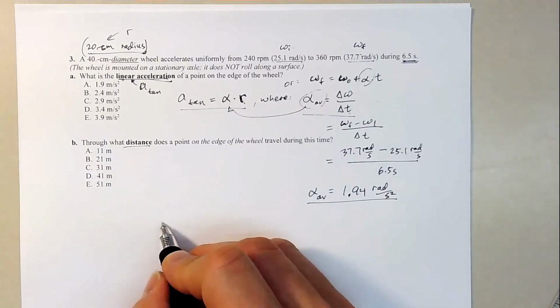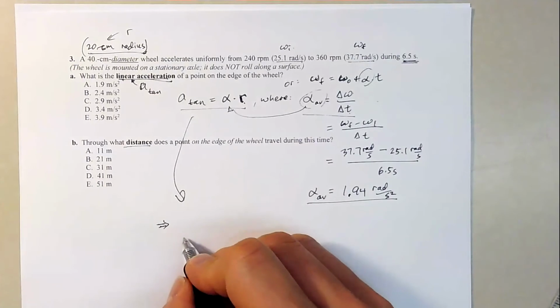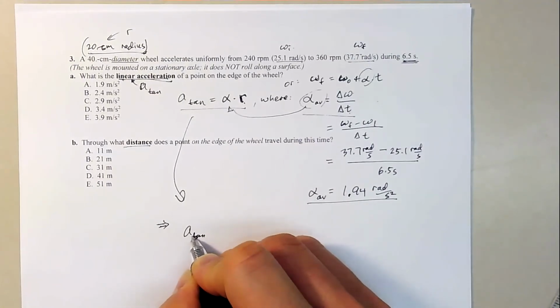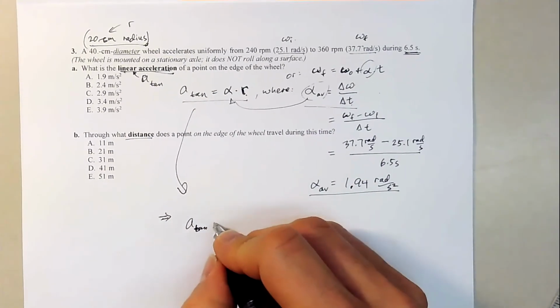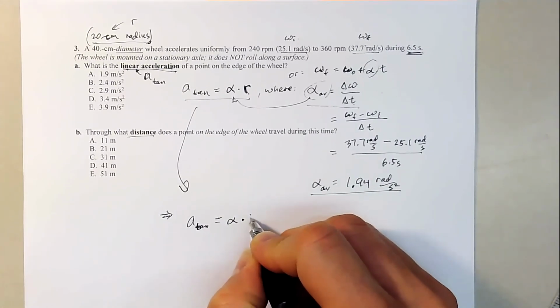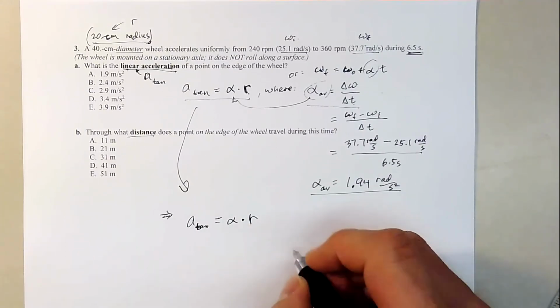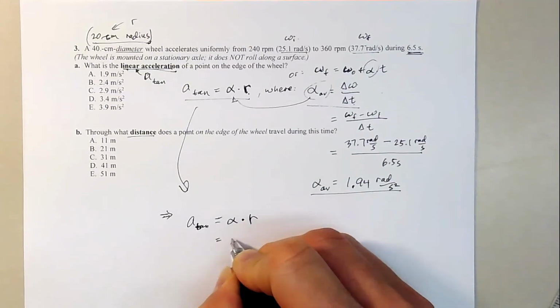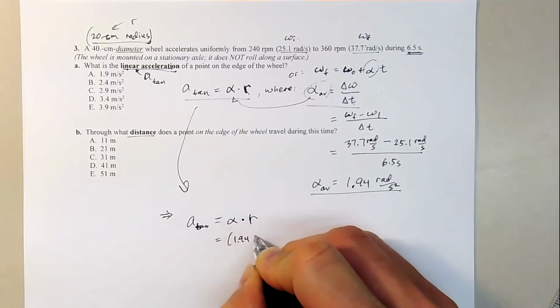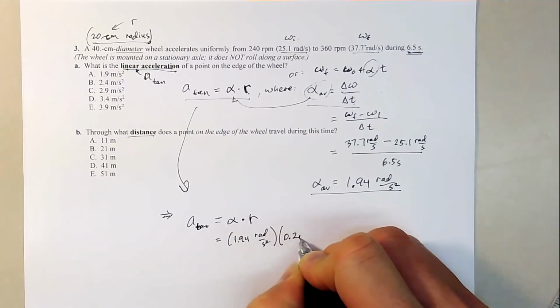Now we can go back to the point at the edge of the wheel and say that the tangential acceleration of that point is going to be equal to the angular acceleration of the whole wheel times the distance from the spin axis to that point on the edge of the wheel that we're interested in. So that's going to be equal to 1.94 radians per second squared times 20 centimeters.